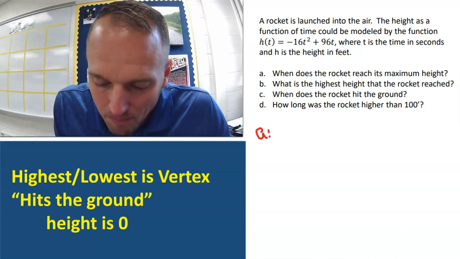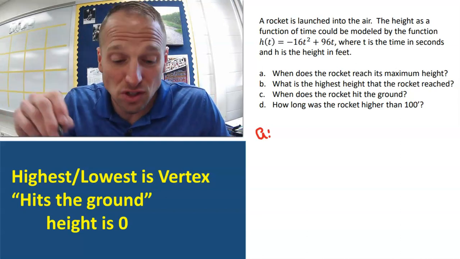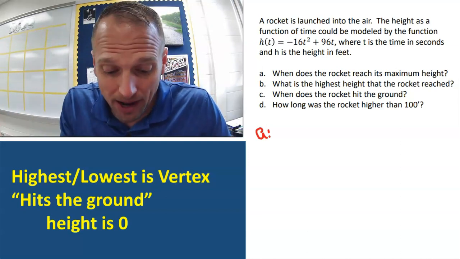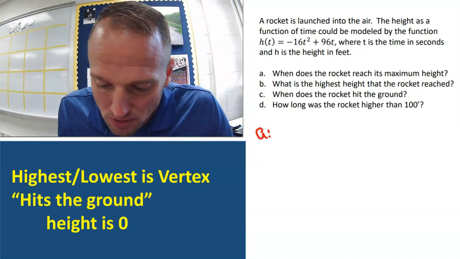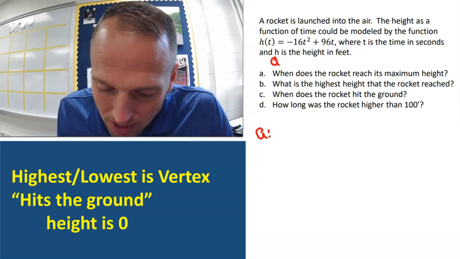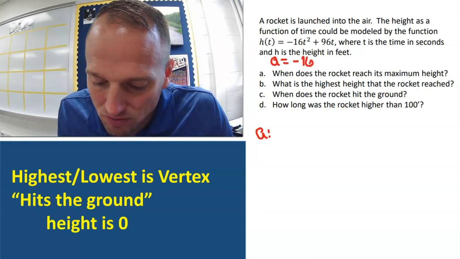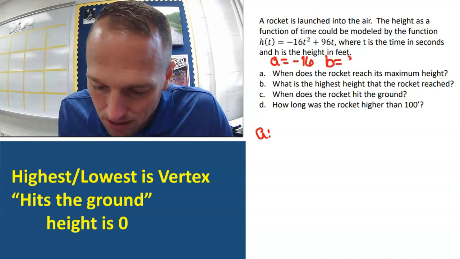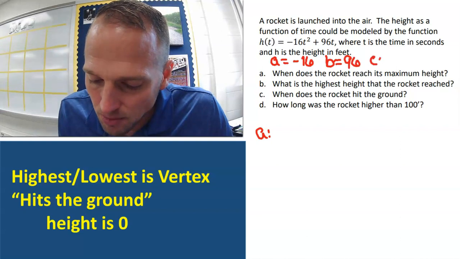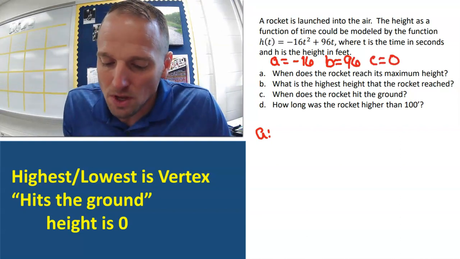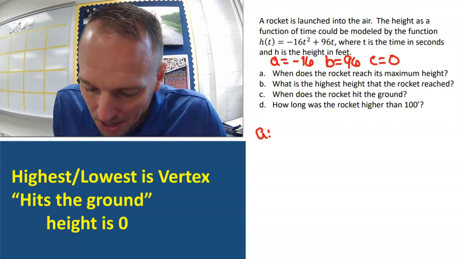Well, again, when does it reach maximum height? If it's talking about maximum or minimum height, highest or lowest, that's the vertex. So let's start by writing A, B, and C. A is the number in front of t squared. B is the number in front of t. And C is the number by itself, so that's going to be a 0. So to find the vertex, we need to go negative b over 2a.